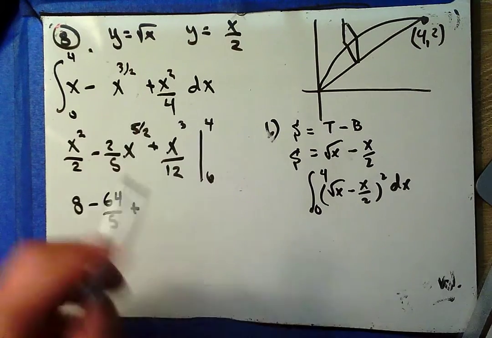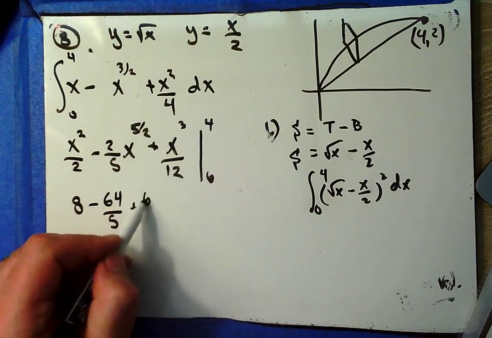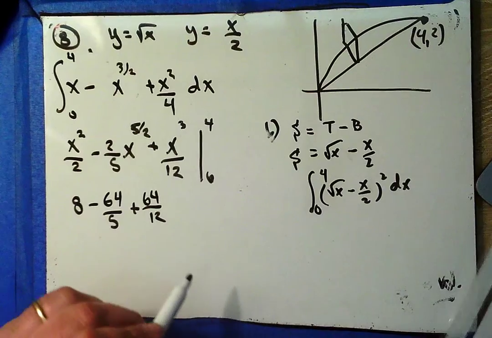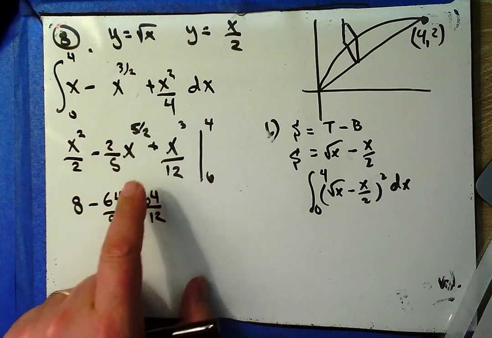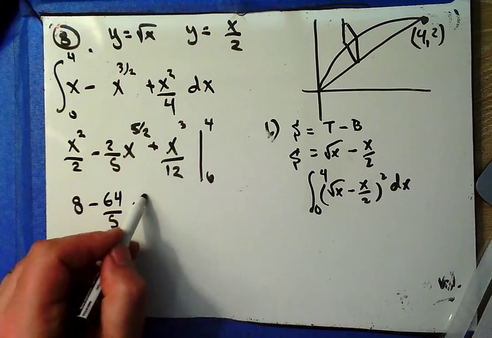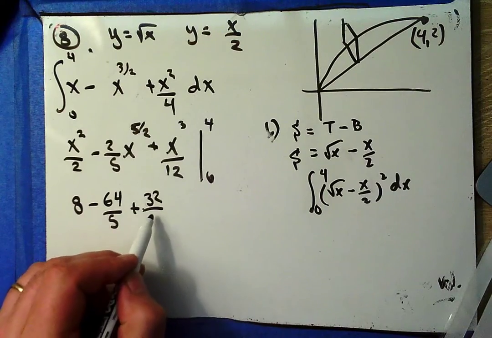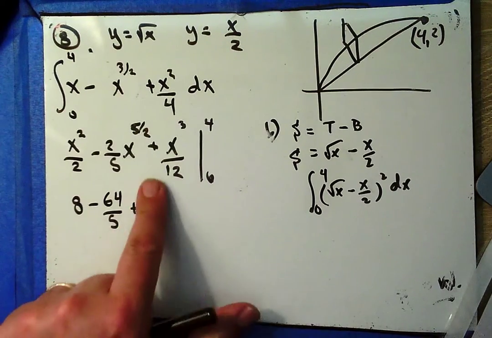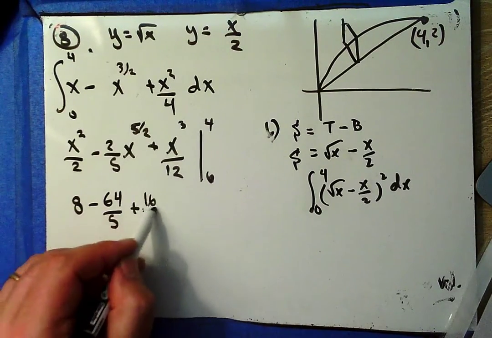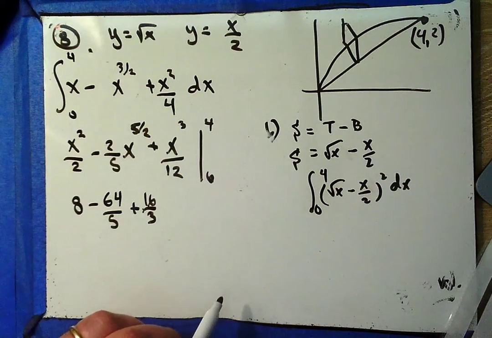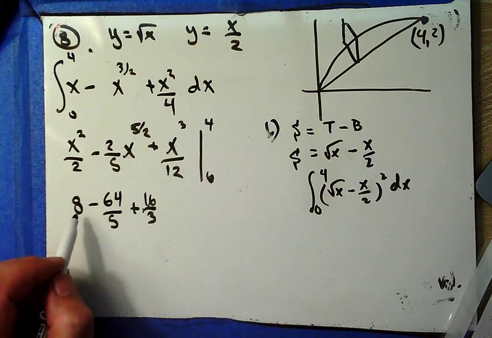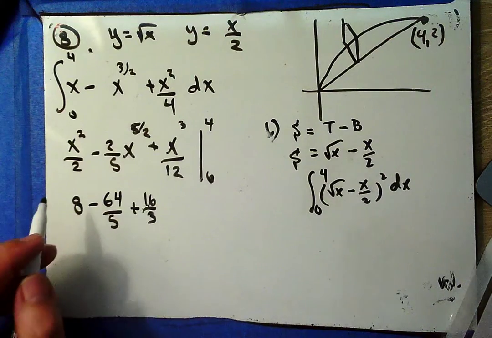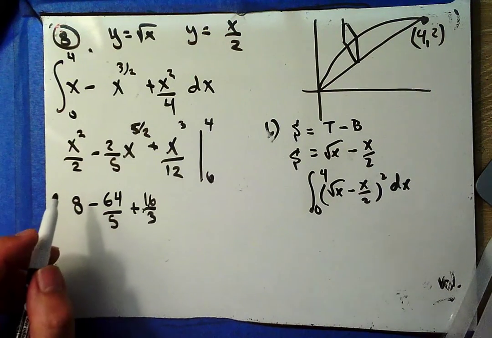4 to the third is 64 over 12. I can reduce this to 32 over 6. I can reduce it further to 16 over 3. I think I want to make a common denominator here to make my life a little easier. But wait a minute, I can stop here. Why don't I stop here?